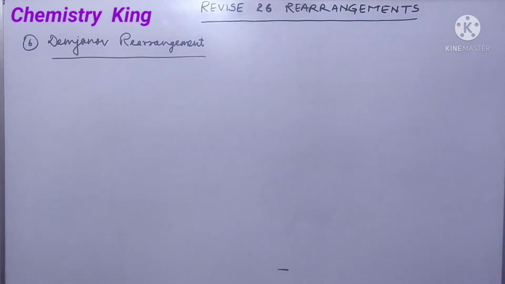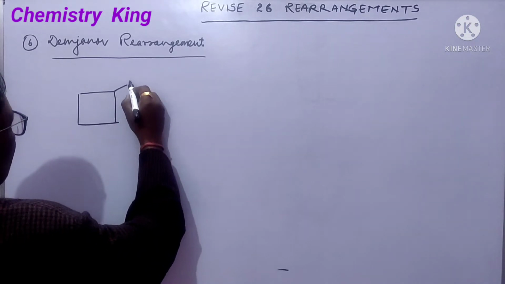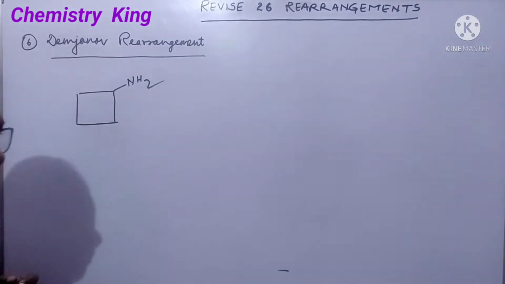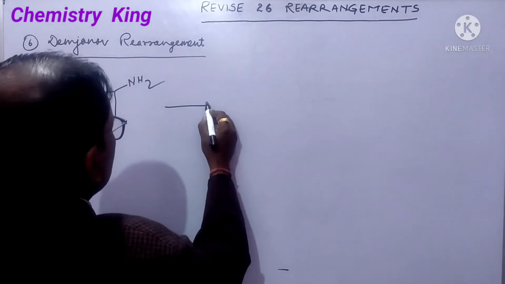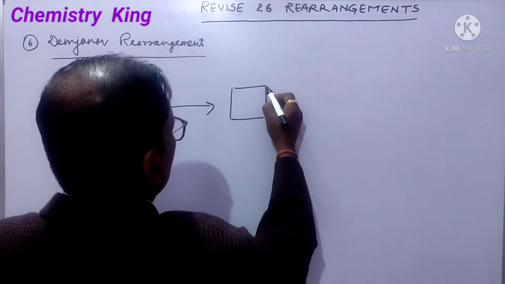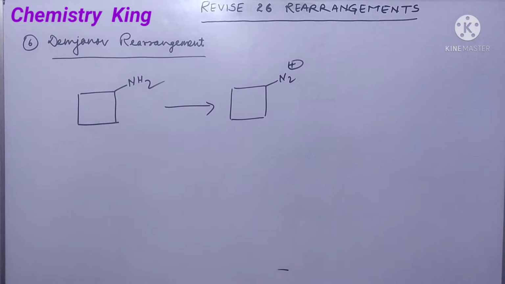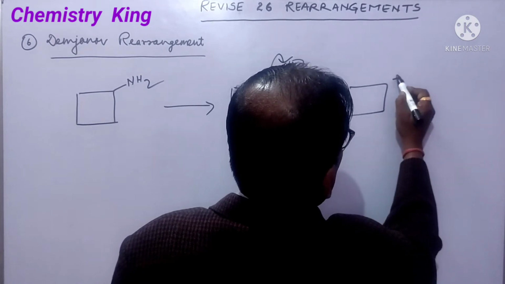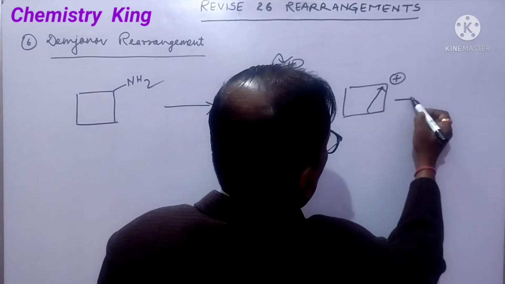1-2 migration of NH2. Actually, 1-2 migration in carbocation obtained by diazonium salt is known as Demjanov rearrangement. It is diazotized. By diazotization, you will get N2 plus. And when nitrogen gas is eliminated, you will get this. And due to this positive charge, this bond will shift here.